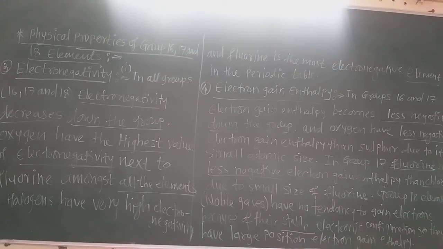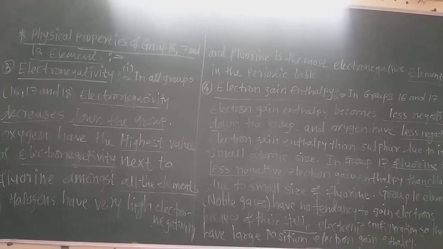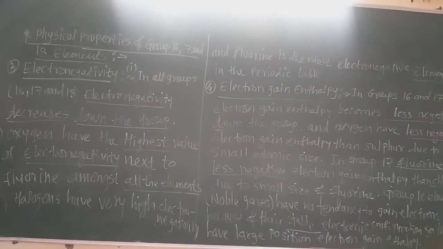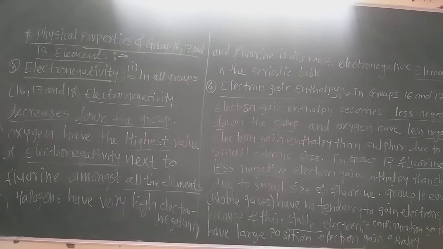Welcome students. In this lecture, we have already studied the two main physical properties of the group of elements 16, 17 and 18. Now the third physical property is electronegativity. About the atomic and ionic size and ionization enthalpy, we already spoke. Now let us study electronegativity. In 11th standard you know electronegativity.